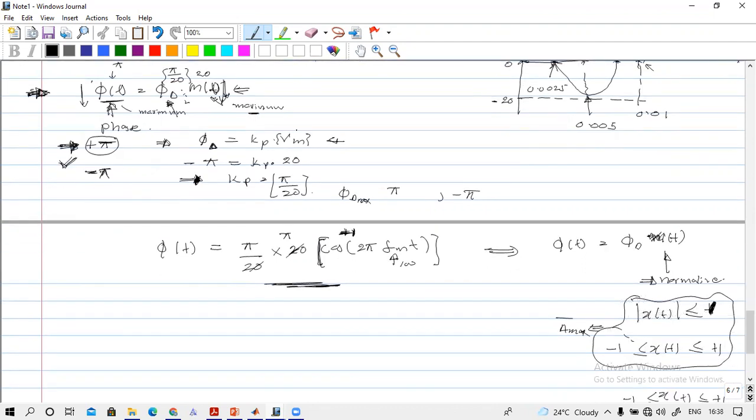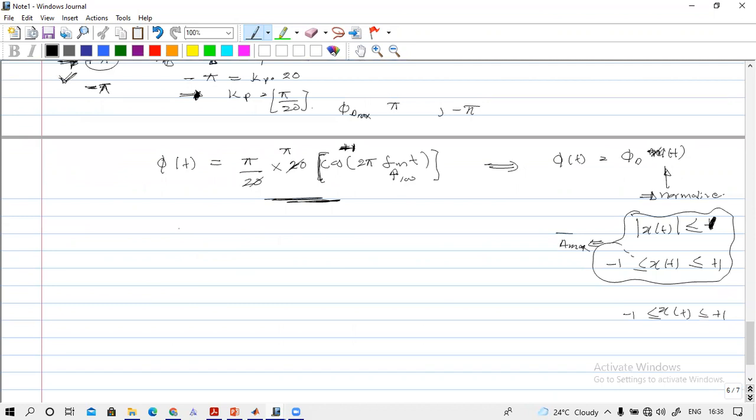So that is why I introduced this Kp value, so you can understand it very well. Kp is equal to the index modulation divided by the maximum value of the message signal. This phi should normally be within minus pi and plus pi, and it should be given. If not, we can decide the modulation index, but it should be within minus pi and plus pi. Then we can find the factor Kp and see how we can normalize the signal.